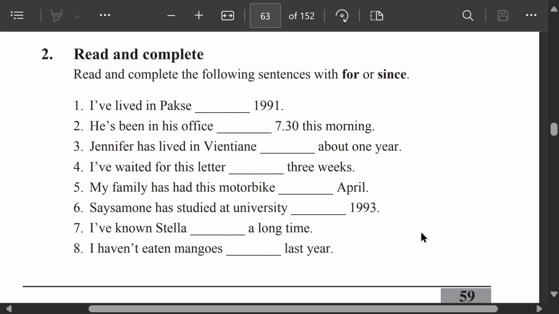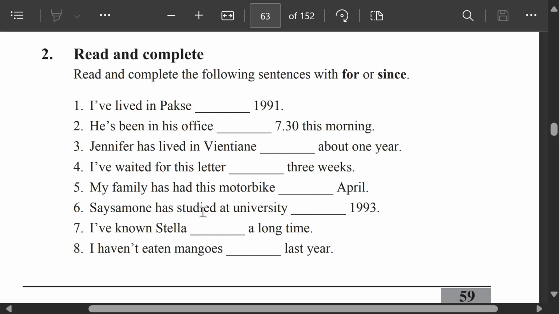So the way it sounds is that they still have this motorbike, you see? My family has had this motorbike since April. So in April they got it, and now they still have it.